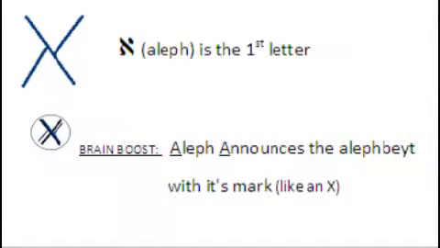Aleph is the first letter of the Hebrew aleph beyt. Aleph announces the aleph beyt with its mark and resembles an English X. So when you see this letter, it is an aleph.